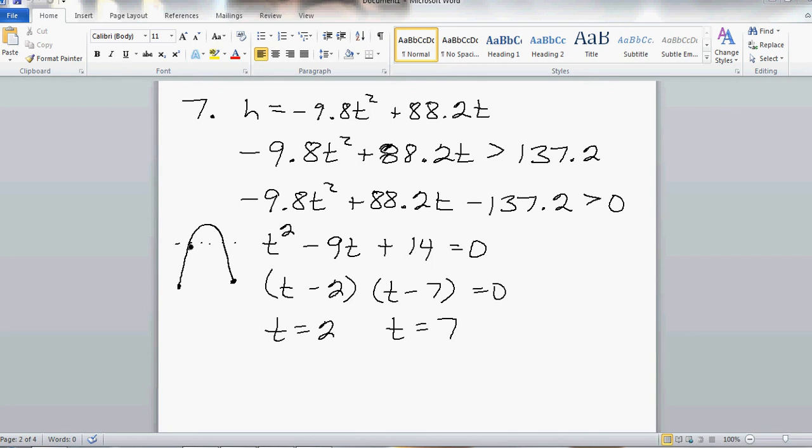Well, it occurs from here to here. In other words, when t is equal to 2 and 7. So between 2 and 7. It can't be exactly 2 seconds because it has to be higher than that. Right at 2 seconds, it's 137.2 meters. Right at 7 seconds, it's 137.2. But it's above it between 2 and 7.